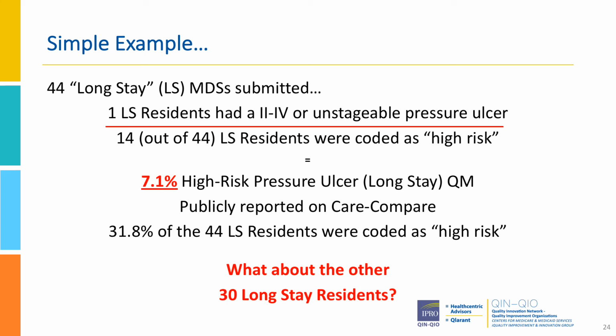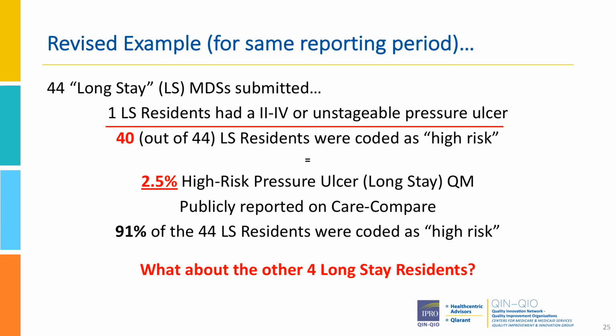Again, only 31.8% of the long stay residents were found by the MDS coding to be at risk for the development of pressure ulcers. And you have to ask yourself, what about the other 30 long stay residents? Now, simply for illustration, take a look at the revised example of the same 44 long stay MDSs with the same 1 resident with a stage 2, 3, 4, or unstageable pressure ulcer.